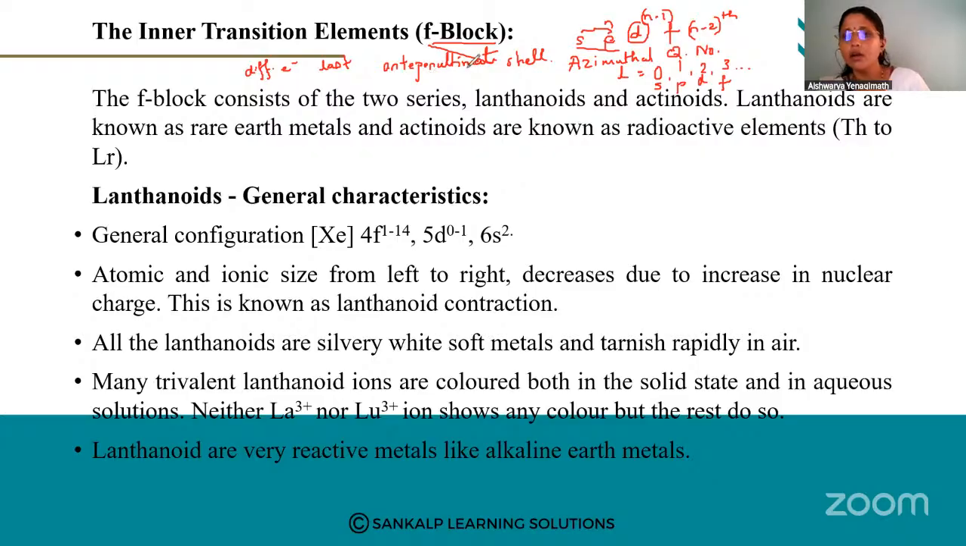So this is a quite brief introduction regarding F block elements. F block elements are the elements in which the last electron enters into the F orbital of the anti-penultimate shell. The F block elements consist of two series: lanthanoids and actinoids.